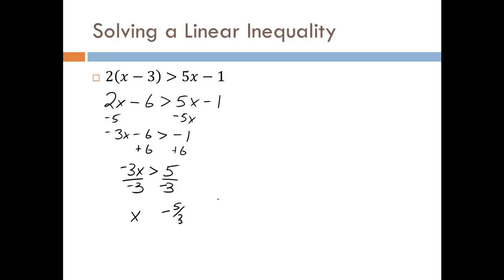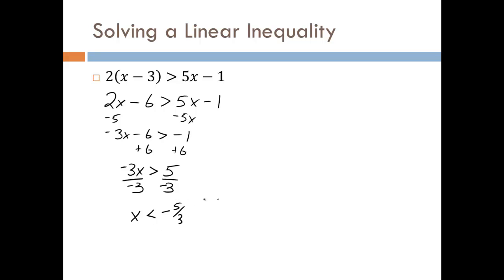Now here's the one difference when solving an inequality. Whenever you multiply or divide both sides of the inequality by a negative number, we have to flip the inequality symbol. So since I just divided both sides of this inequality by negative 3, I need to flip the inequality from a greater than to a less than. So this is the answer for our inequality.